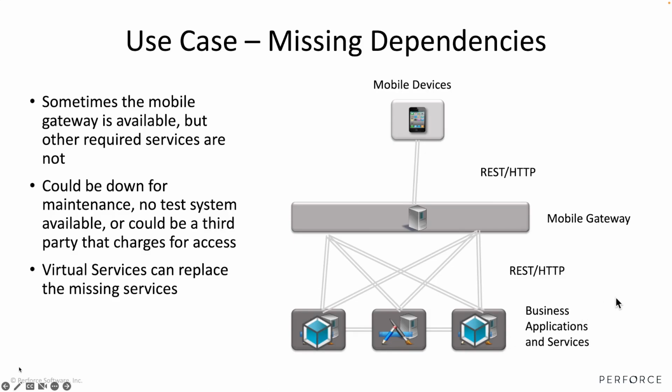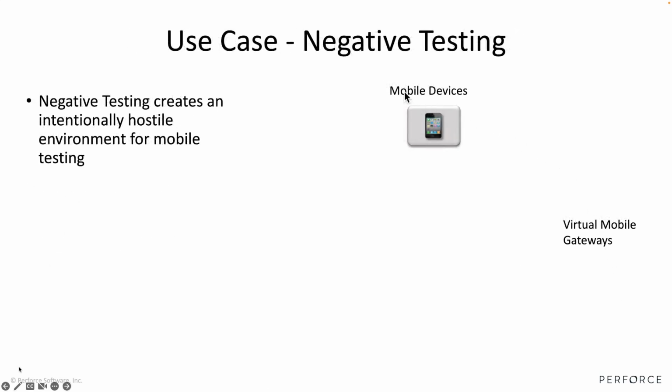A third very important use case has to do with negative testing. Negative testing is all about creating an intentionally hostile environment for mobile testing so that you can ensure that the mobile application is robust enough to handle the sorts of things that can happen on a bad day. For example, I may create a gateway that is intentionally slow so that I can see whether or not the mobile device gives the proper notifications to the user when things are running slowly.